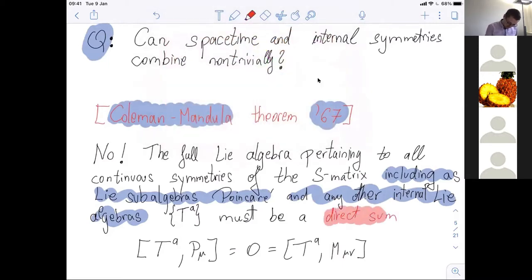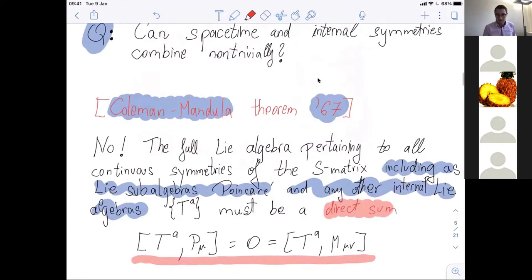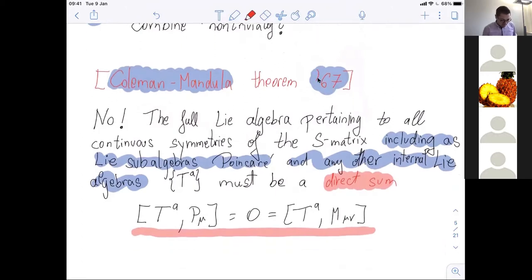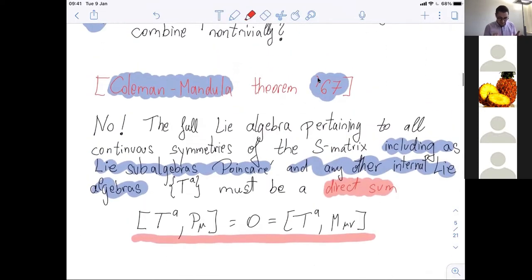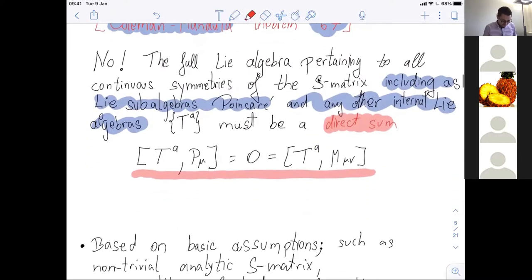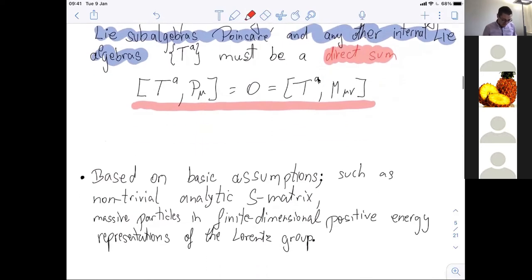Okay. In particular, this has to hold, as we saw, for example, in the standard model. So the most general continuous symmetry, which is a Lie algebra, okay, that is the caveat. If the continuous symmetry is a Lie algebra, then the most general one, if it includes a subalgebra Poincaré and any other, has to be a direct sum. This is based on some reasonable assumptions, like an interacting theory with finite dimensional representations and so on. So it's a quite general result in quantum field theory.